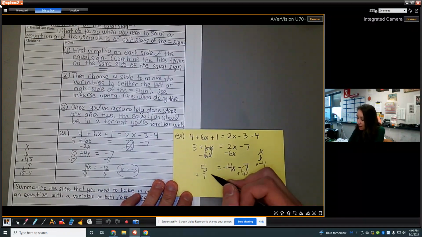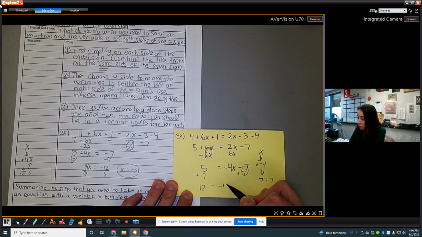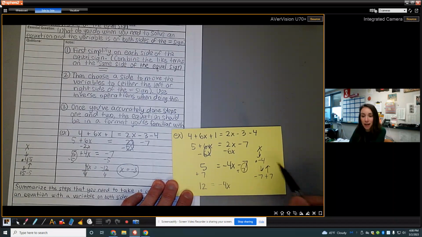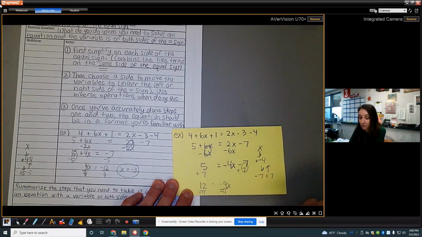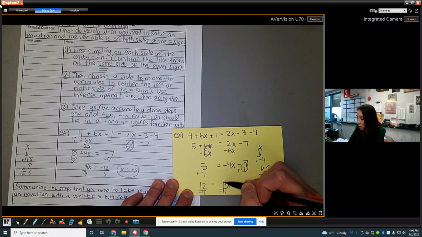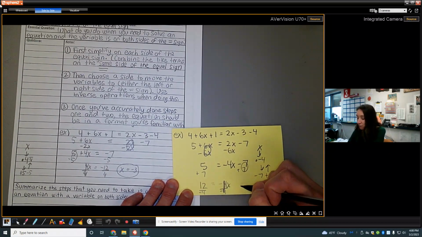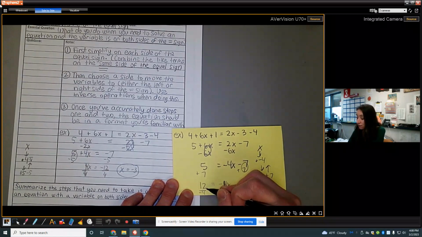5 plus 7 is 12. Bring down your equal sign and bring down your negative 4x. Go up here, and the inverse operation of multiplying by negative 4 is dividing by negative 4. So do that to both sides of that equal sign. Negative 4 divided by negative 4 is 1. 1 times x is 1x, or x. And 12 divided by negative 4 is negative 3.